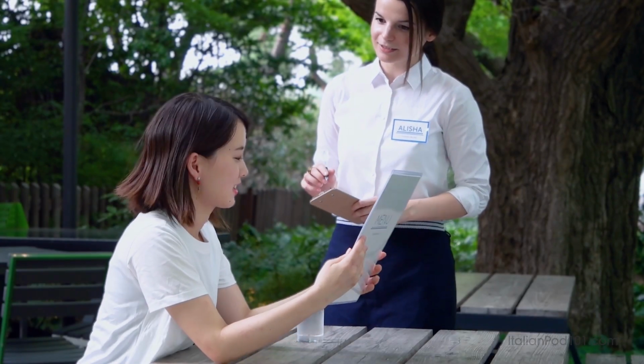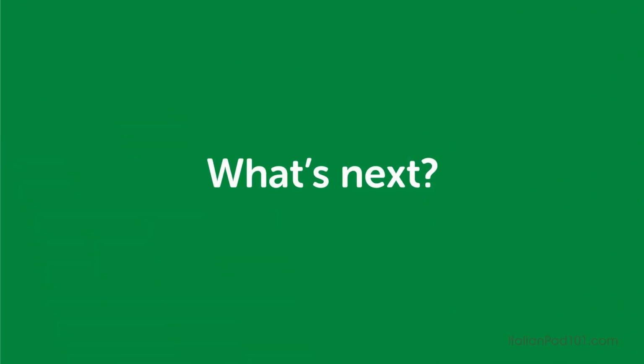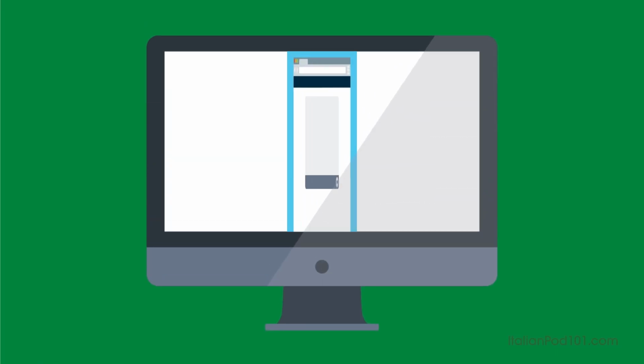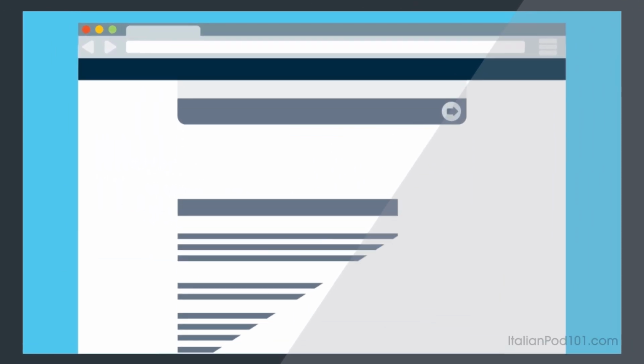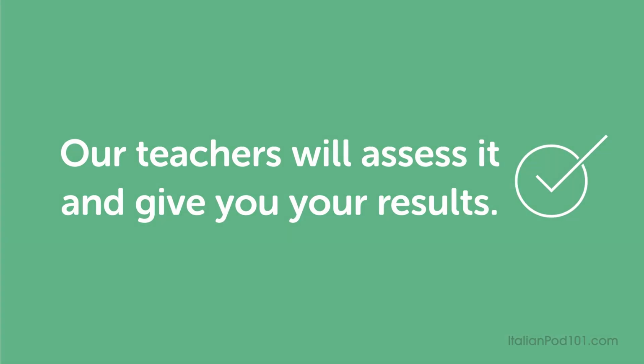This is the end of this lesson. Remember, these can-do lessons are about learning practical language skills. What's next? Show us what you can do. When you're ready, take your assessment. You can take it again and again, so try anytime you like. Our teachers will assess it and give you your results. Well done! Now you know how to talk about where you're from in Italian. That's all there is to it. Keep practicing and move on to the next lesson.